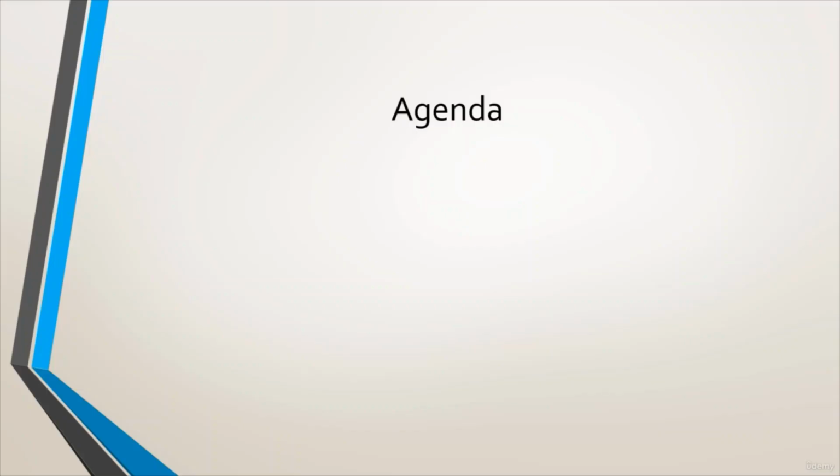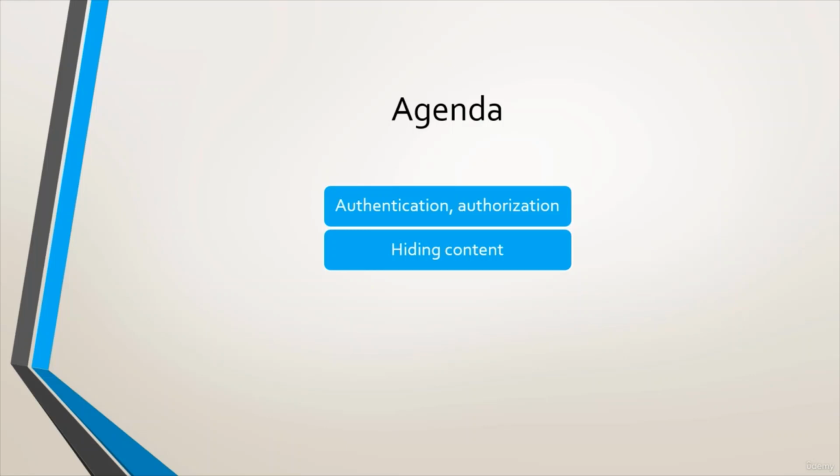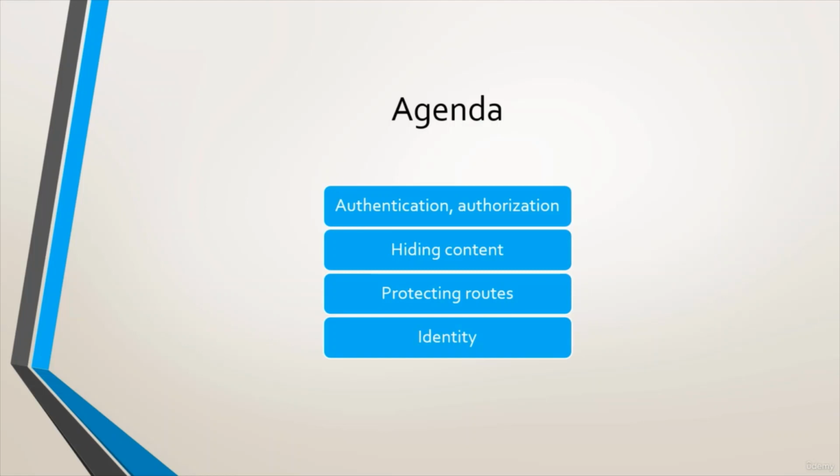Security. We will start this module by talking about authentication, authorization, and JSON Web Tokens. Later, we will learn how to dynamically hide content based on whether the user is authenticated or not. Then we will learn how to protect routes from unauthorized users. Later, we will configure identity in our application to allow users to register and log in. Finally, we will use claim-based authorization to only allow users with certain permissions to perform certain actions in our application.